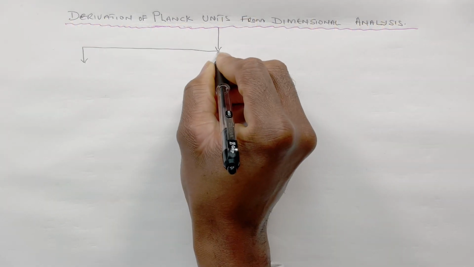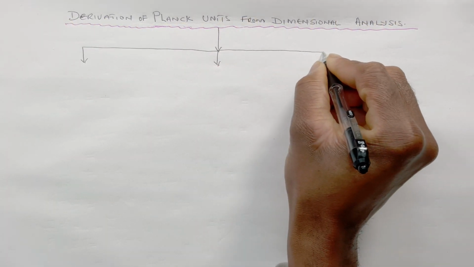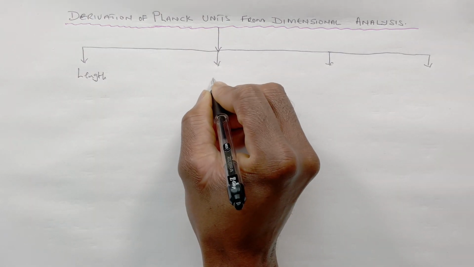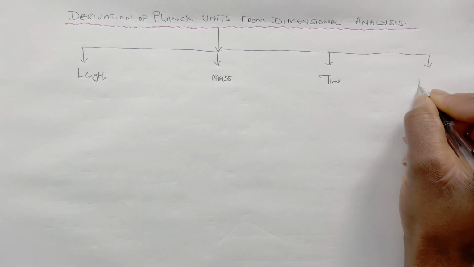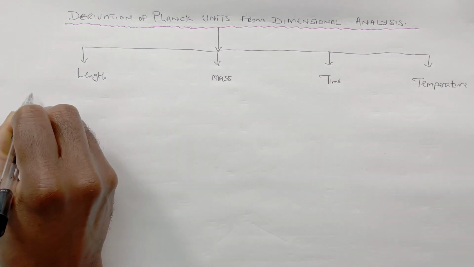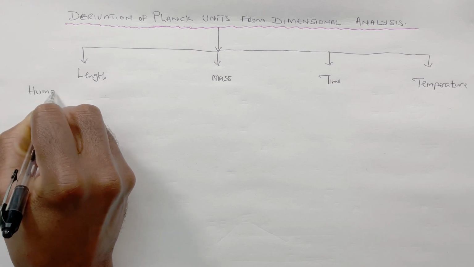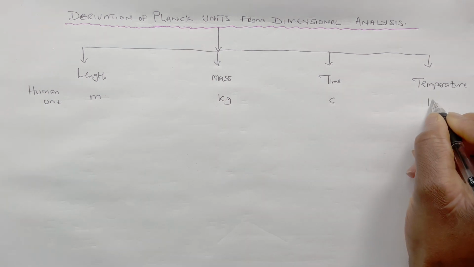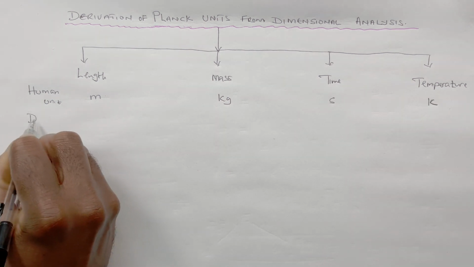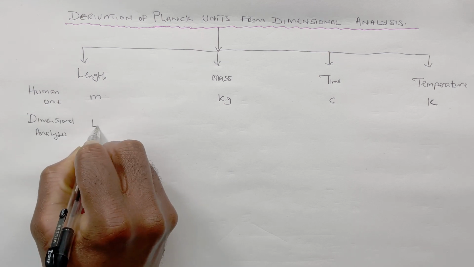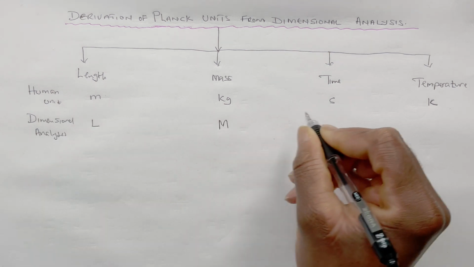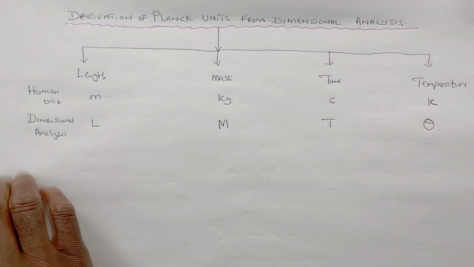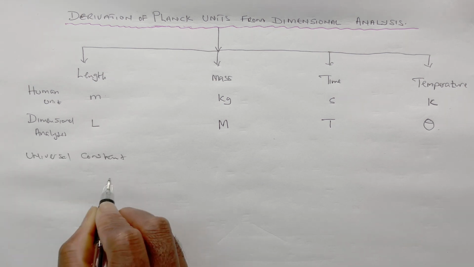We have four types of units that we're going to derive. The first one is length, and then we have mass, time, and temperature. Length comes from human measurements, human units. We have meters, kilogram, seconds, and Kelvin. But for dimensional analysis, we can use capital L for length, capital M for mass, capital T for time, and theta for temperature. And we're going to use universal constants for our derivation.